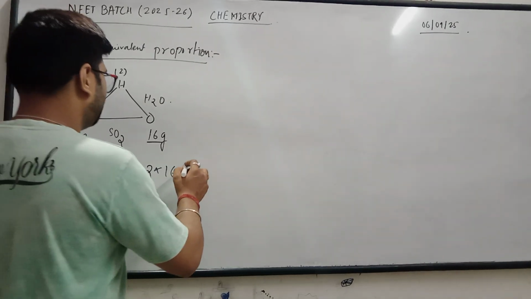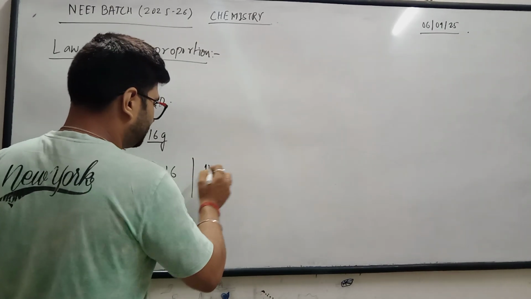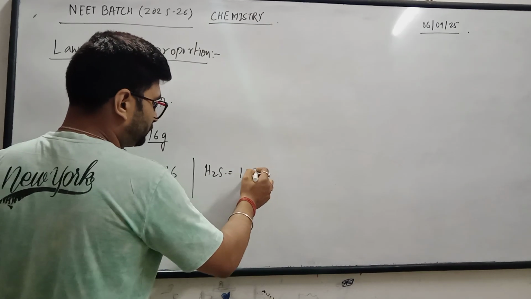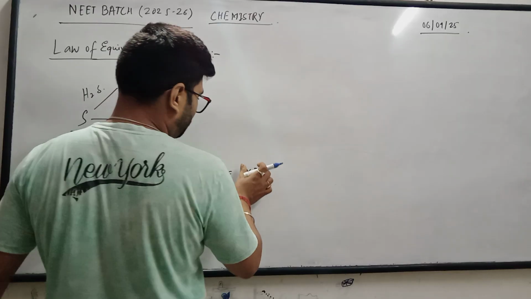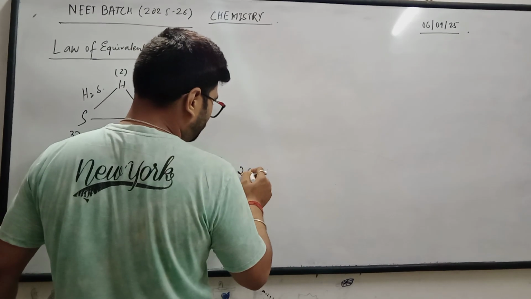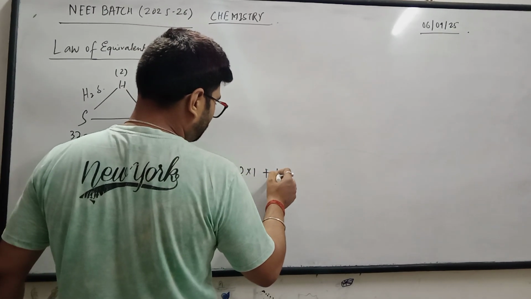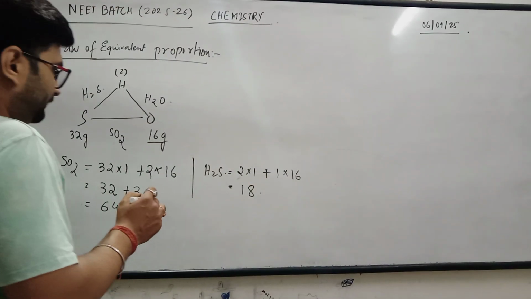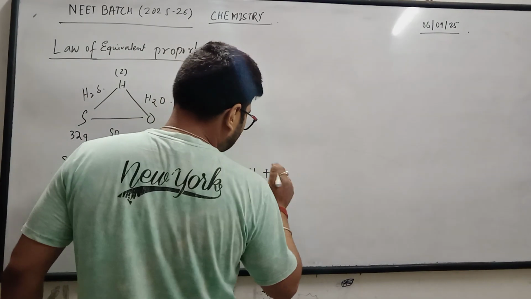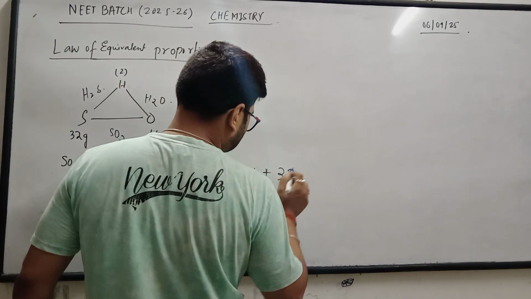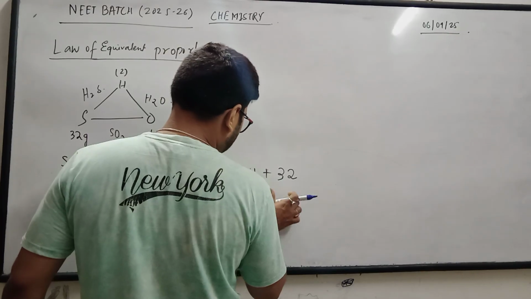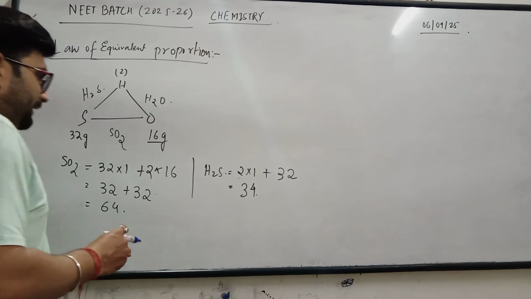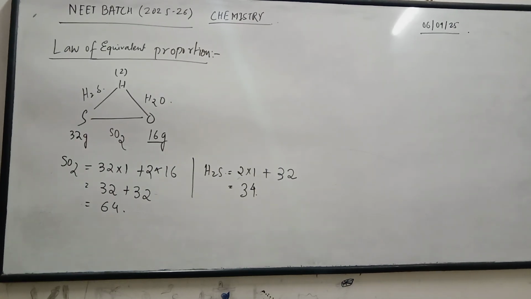If I combine again with H2S, how much is it? 2 into 1 plus 32. It is 18, but sulfur is not 16, sulfur is 32. So it is total 34.